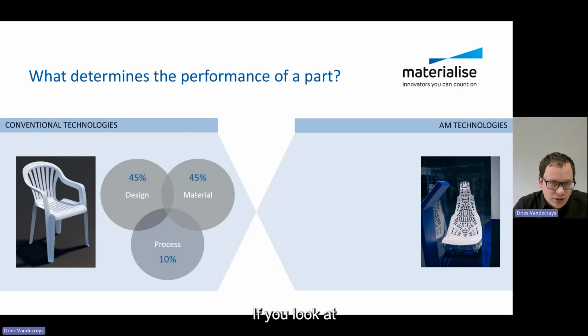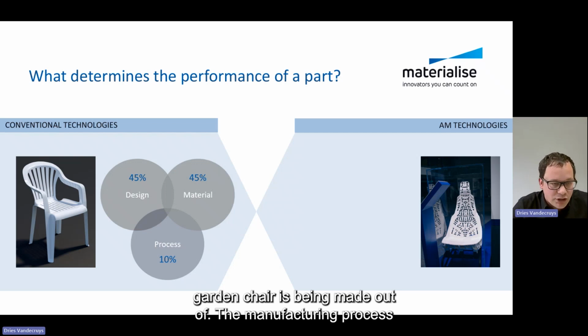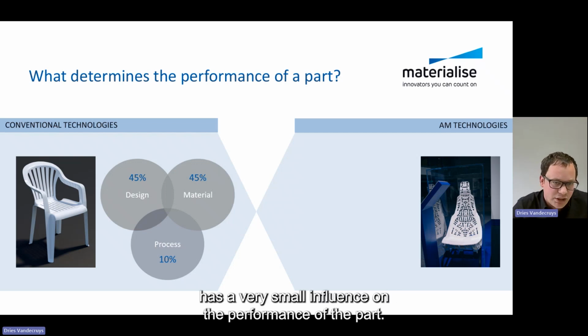If you look at these parameters in a conventionally manufactured garden seat, we see that the design determines 45% of the performance of the part, equally important as the material this garden chair is being made out of. The manufacturing process has a very small influence on the performance of the part.